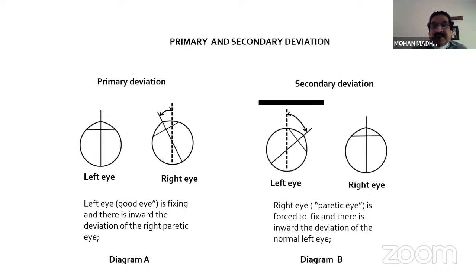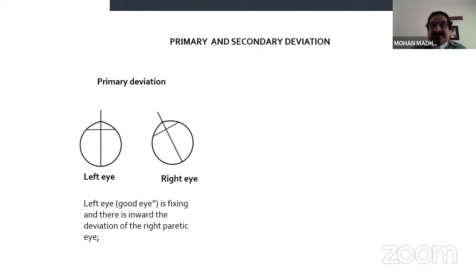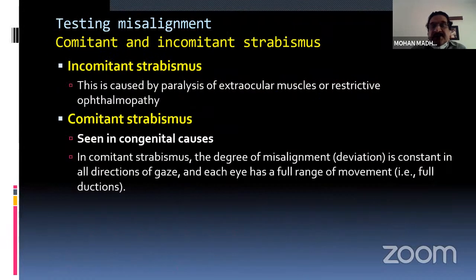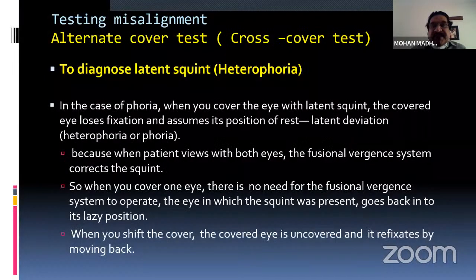Now what will you find? The deviation of the normal eye under cover is much more than the deviation of the paralytic eye. That's called the secondary deviation. Okay, so you understood now the principle of tropia and phoria, as well as the primary and secondary deviation.